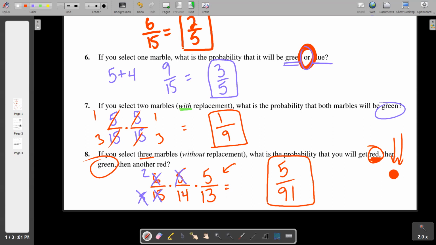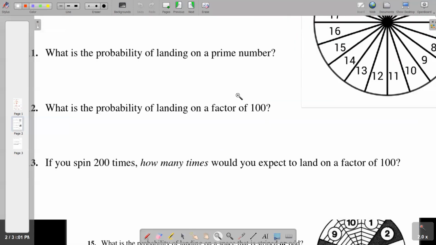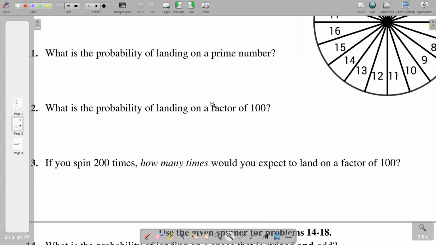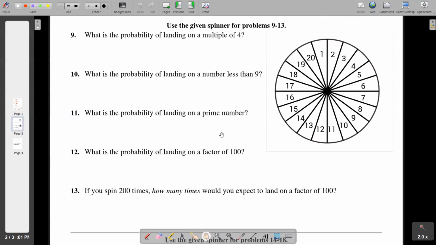All right, then we find ourselves now on page 2. And again, feel free, please, just to ask. You don't have to raise your hand and wait for me to call on you. If you have a question, you just interrupt me and let me know. Let me help you. So this is our spinner that we're going to use.